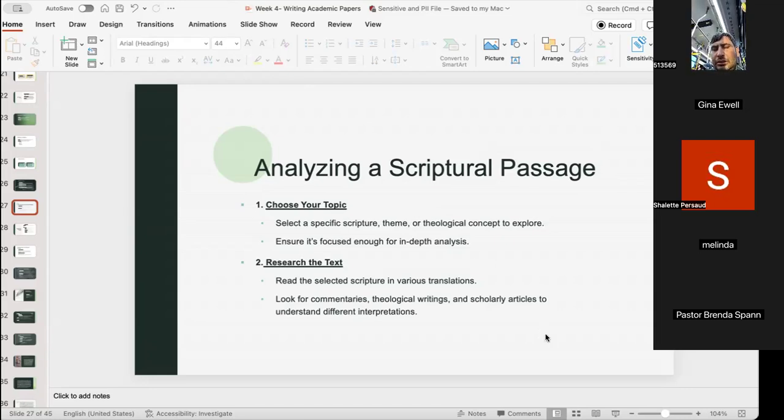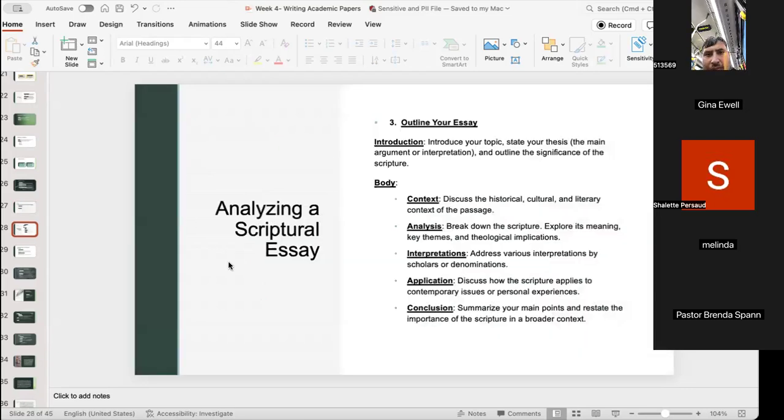Then you can look for articles, theological writings, commentaries, anything you can find about that person. And you make sure you are looking for those different interpretations in those commentaries and those articles and writings. You're going to create yourself an outline, just for you, not for me. I don't want to see your outline, but an outline will help you organize your information.